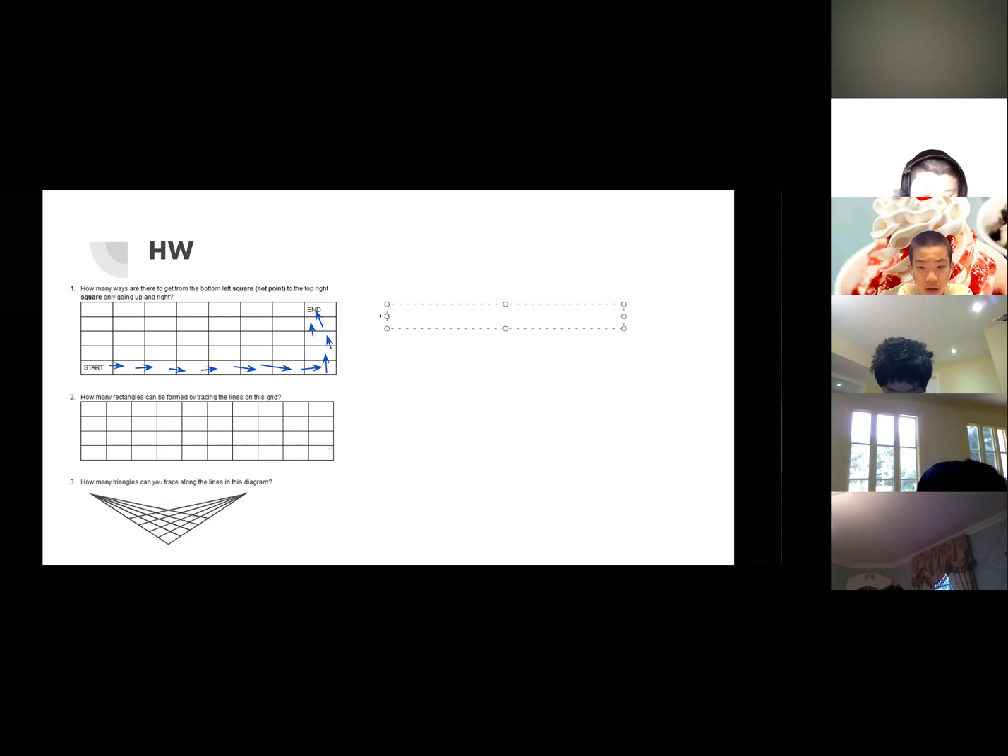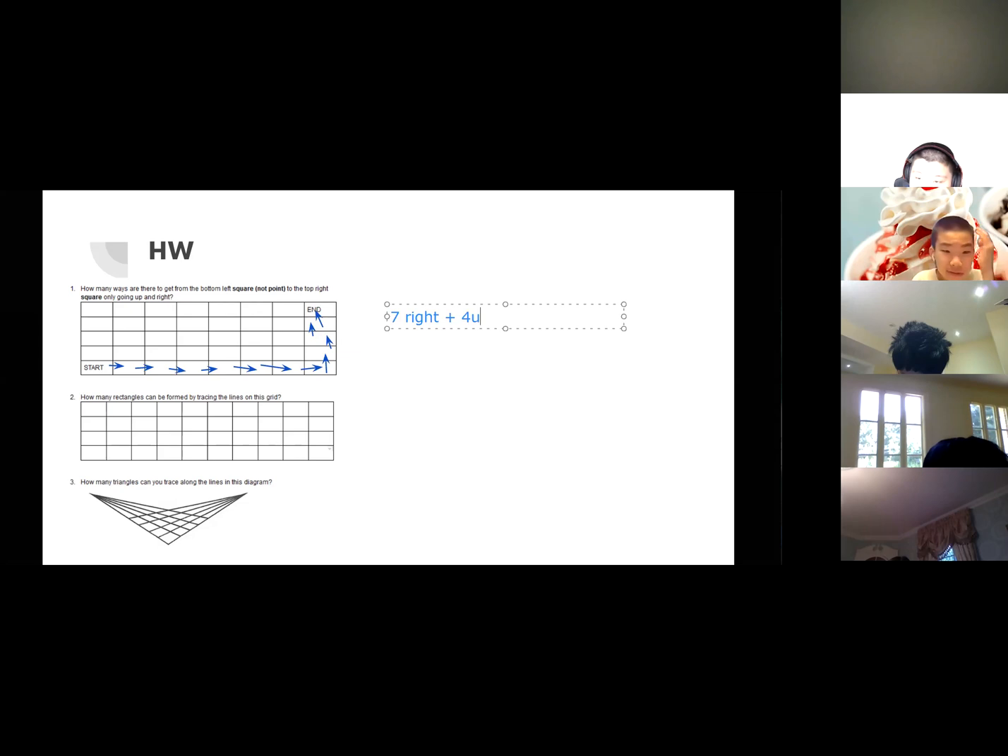So if we just draw something like this, you can see that you have 7 right moves and 1, 2, 3, 4 up moves. So what this means is that you have to find a way to choose 7 right and 4 up. So there are multiple ways to do this.